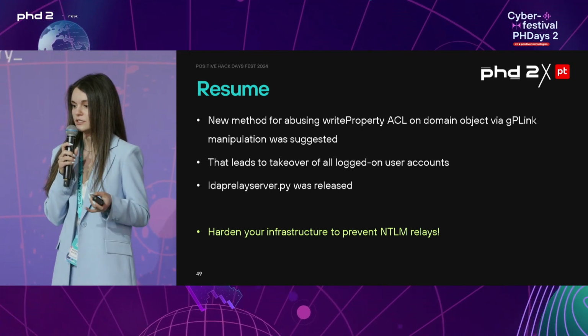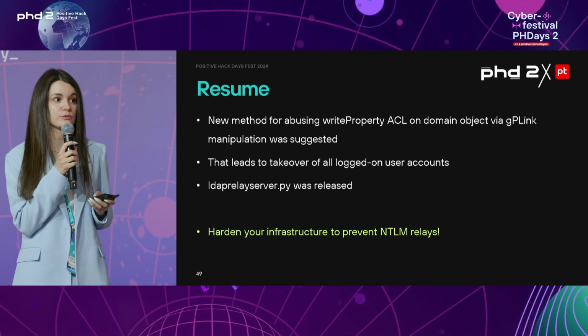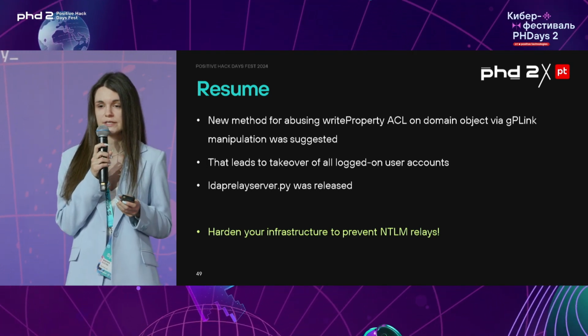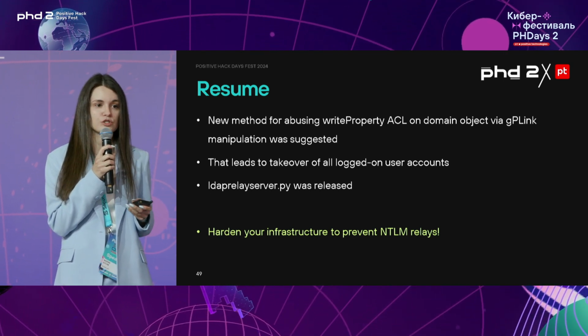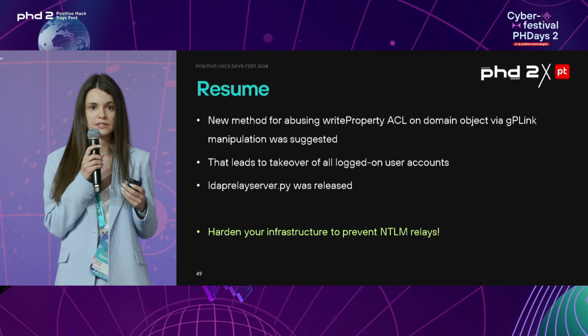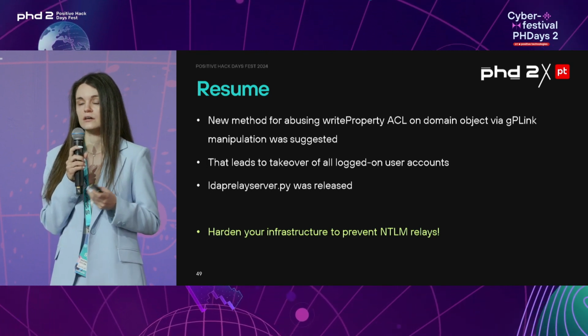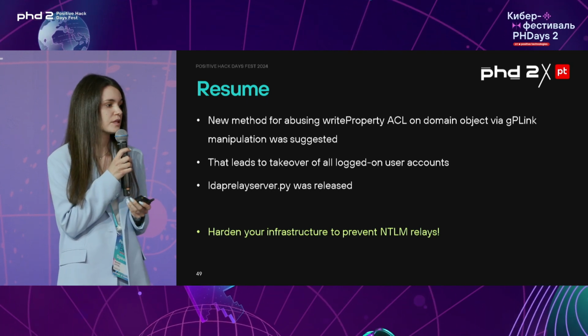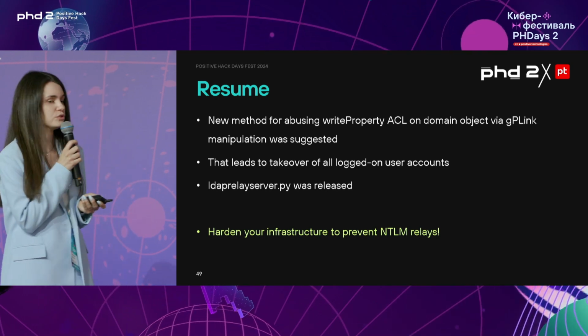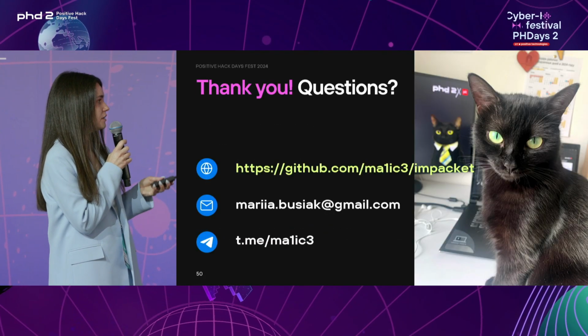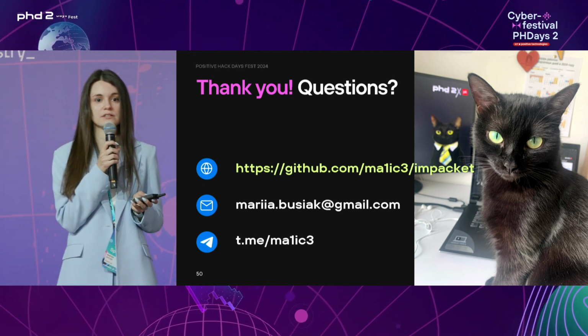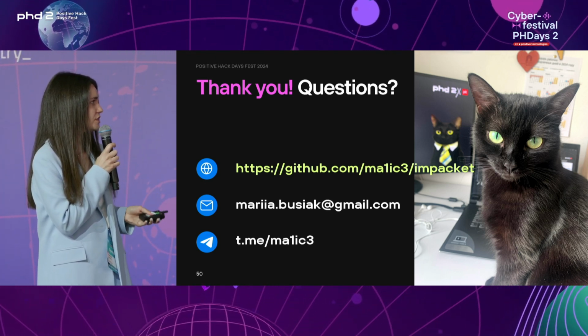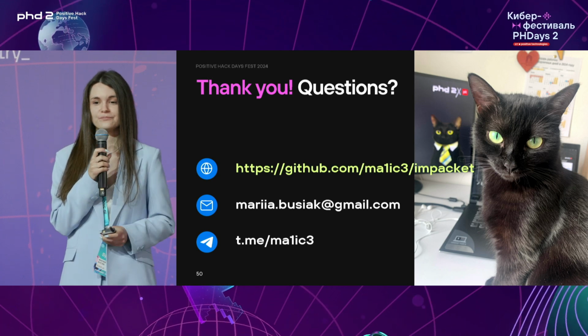To sum up, we identified a new abuse technique. If you have the right property for the ACL of the domain, we also demonstrated how it can lead to abuse of all the registered users. And the LDAP relay server has been released, so make sure that you protect your infrastructure against NTLM relays. You can click on this hyperlink to get the code, and this contact information is there for you to ask your questions. I'll be happy to take questions, if any.